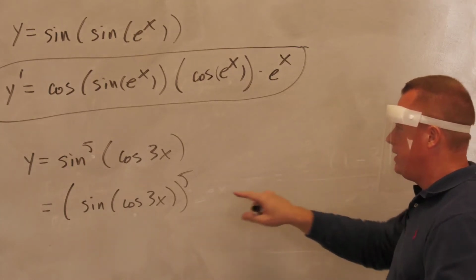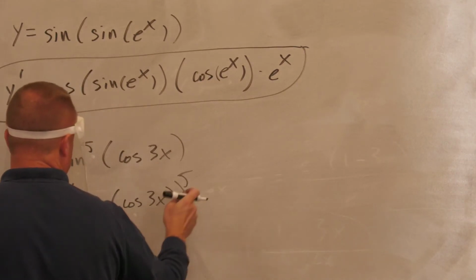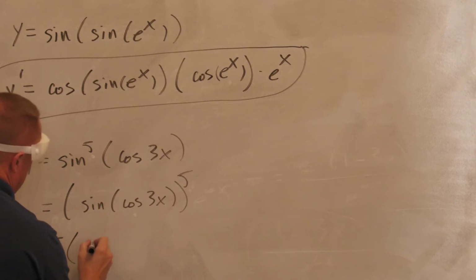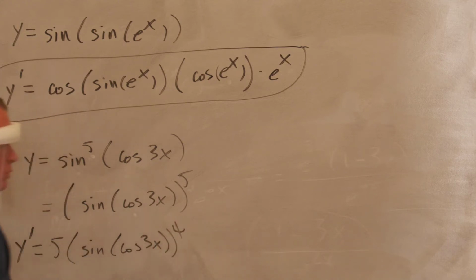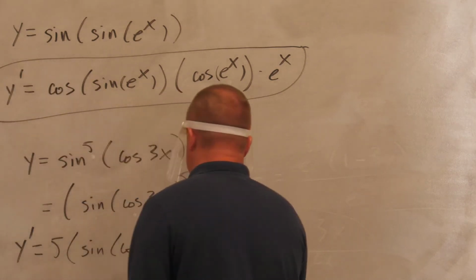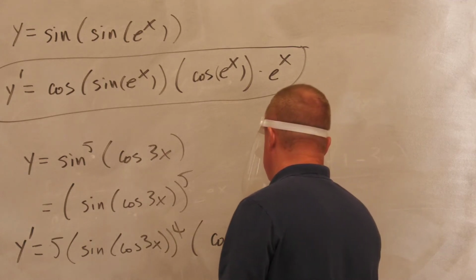So start with the outside. The outside would be this power of 5. So my derivative would be, just multiply by 5, subtract 1 from the exponent. So I would have 5 sine cosine 3x to the 4th power, right? So that would be the outside part, outermost. Next would be sine. What is the derivative of sine? Cosine. So I would need to say times cosine of this, which is cosine 3x.